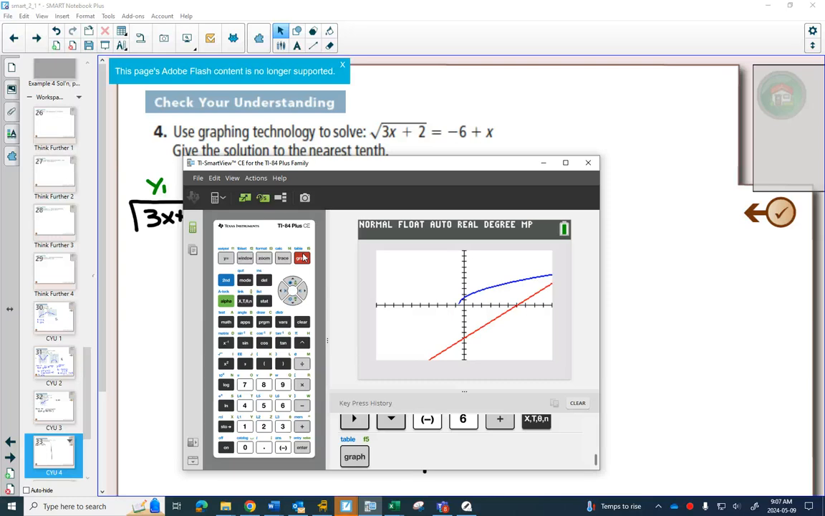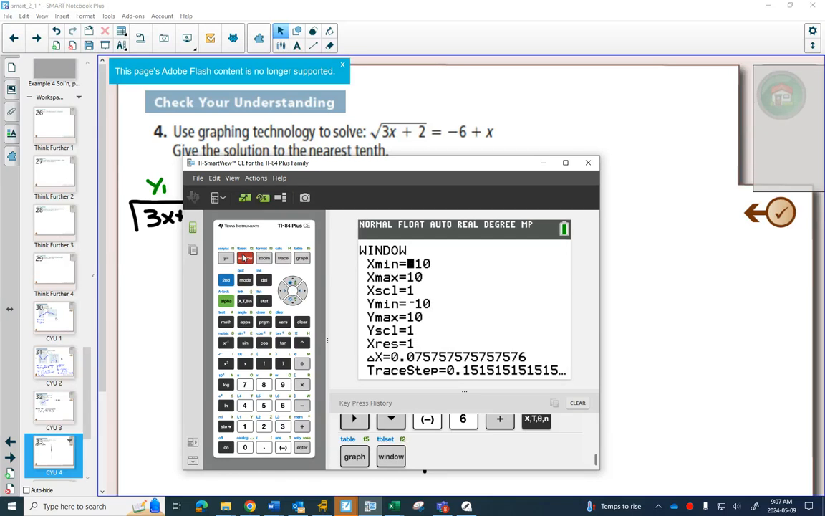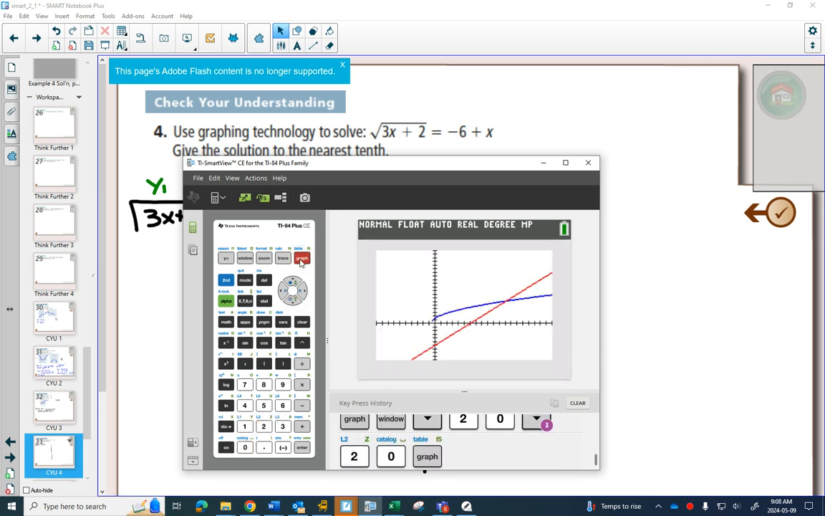In this case, I want to find out where they intersect, and they look like they intersect just a little bit right of what I can see. So I can go to my window and say, I need to see more to the right. So maybe I go up to 20. And maybe it'll need to go higher, so maybe I'll go up to 20 on my y as well. And see, is that enough to see where they intersect?